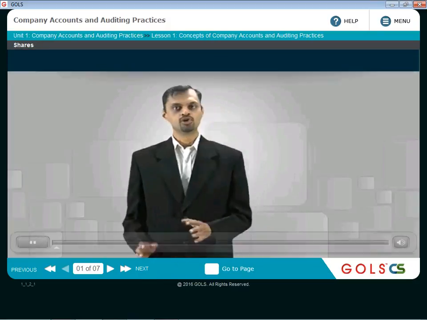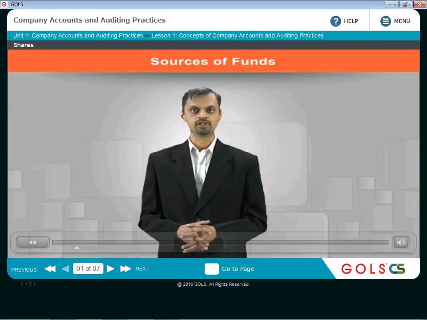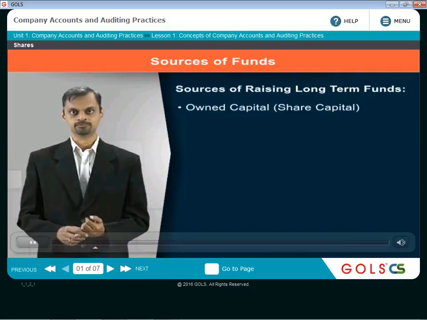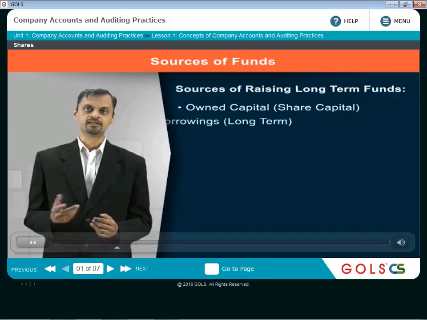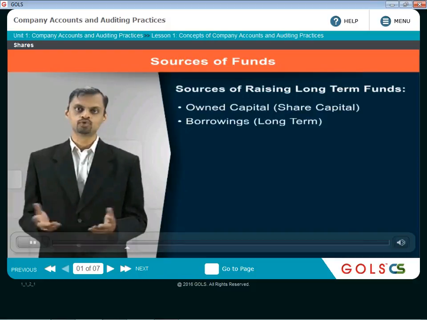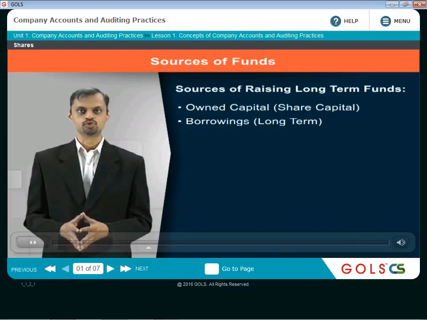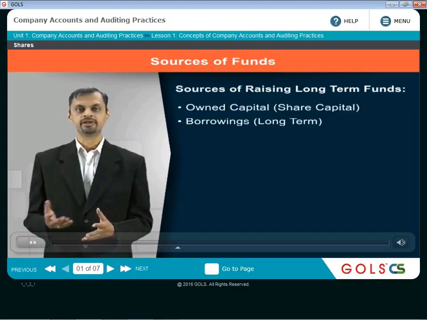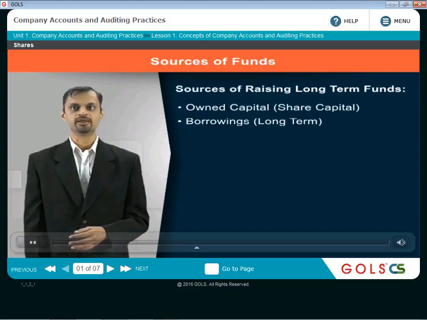As you all know, there are primarily two sources of raising long-term funds for the company form of organization. One is through the owner's contribution, which is called share capital, or owned capital. The other is through loans, which is called long-term borrowings. The primary source of long-term borrowings is debentures, and these loans can be taken from banks, financial institutions, or individuals. So these are primarily the two sources of raising long-term funds for any company.